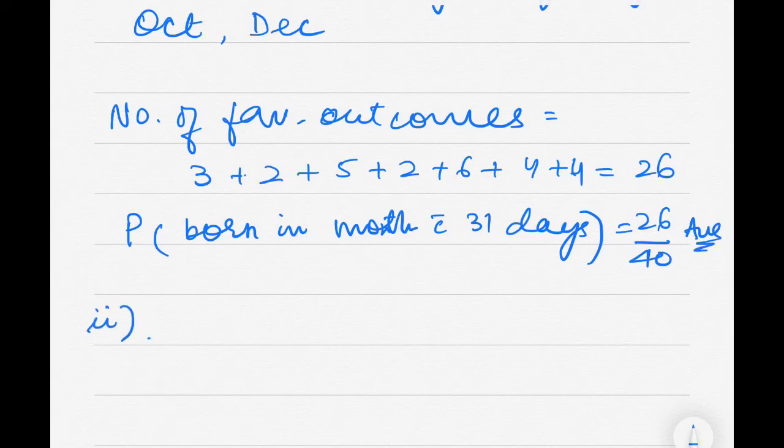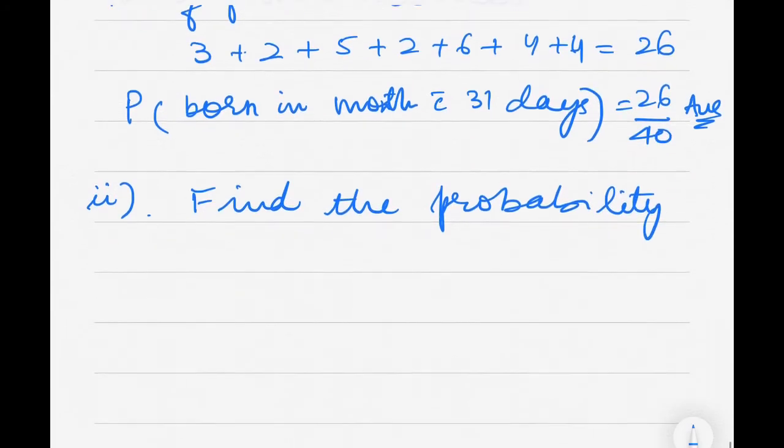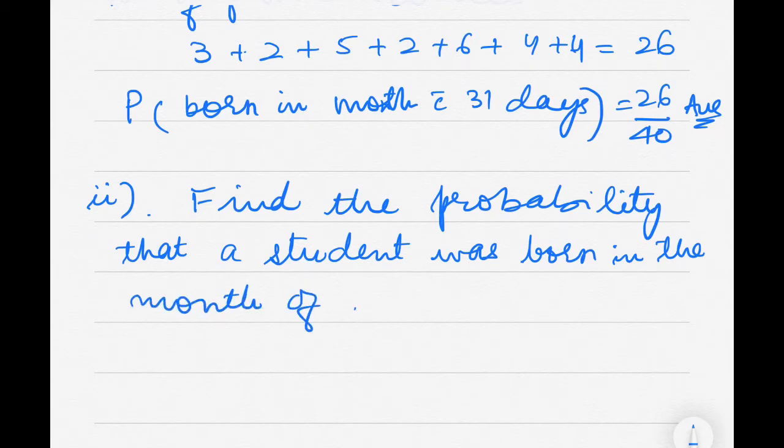Okay, let me move to the second part of this now. The second part says, I have not written it on the top, but it's okay. You have to find the probability that a student was born in the month of February.